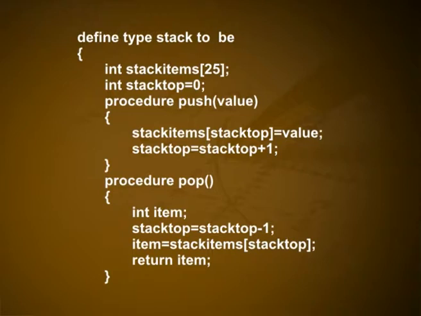Hence, statements of the form: define type stack to be int stack items of 25, int stack top equal to 0, procedure push of value, stack items of stack top equal to value, stack top equal to stack top plus 1, procedure pop int item, stack top equal to stack top minus 1, item equal to stack items of stack top, return item. This specifies that the new type called stack consists of an array and a stack pointer along with the definitions of procedures for stack manipulation.